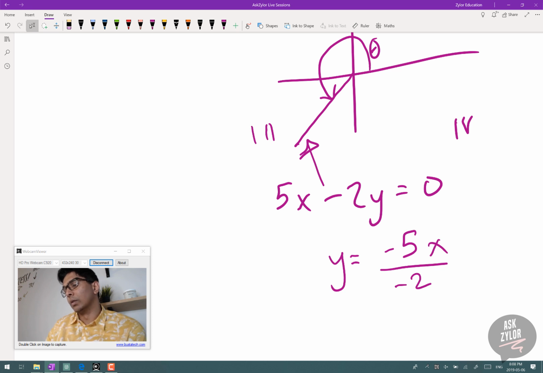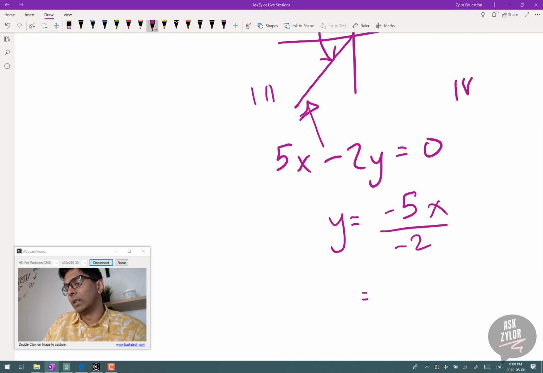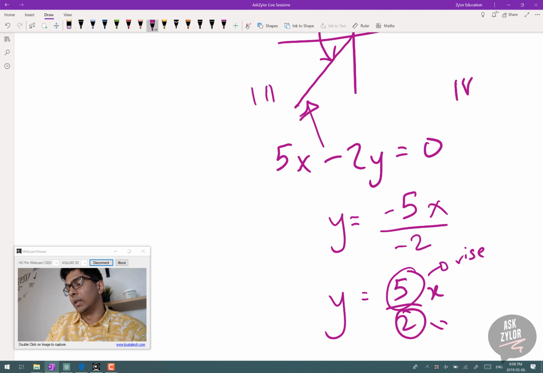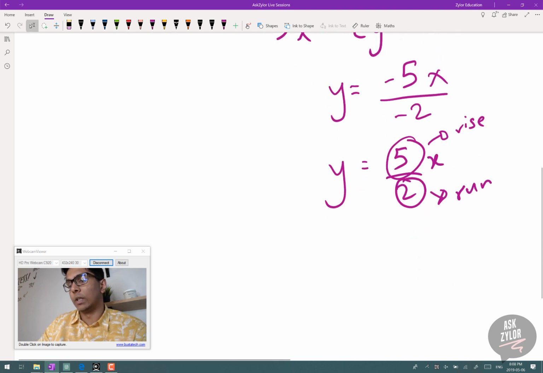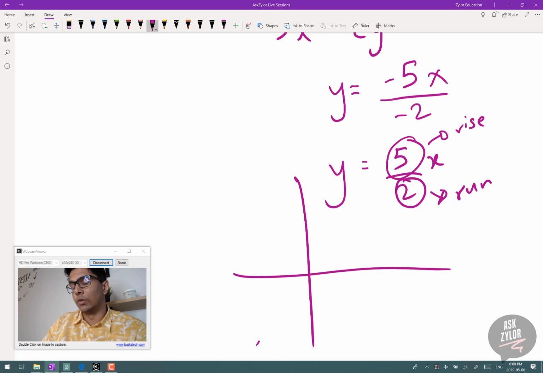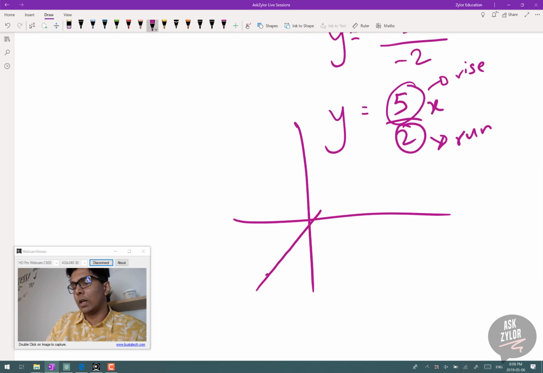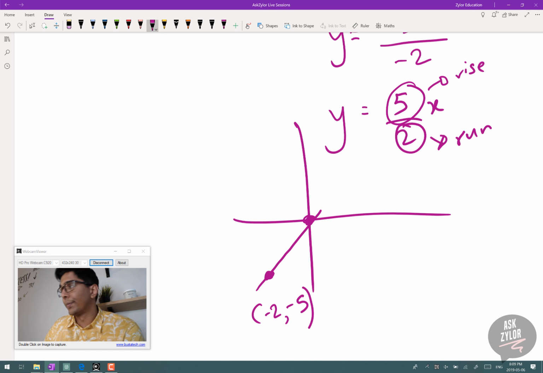Right. So if I simplify that, I just get 5 over 2x. So my rise is 5, my run is going to be just 2. Okay, what does that tell me? That means if I were to redraw this and I draw this line, if I go my run of negative 2, my rise would be negative 5 as well. I'm just going to use that, my slope that I got.